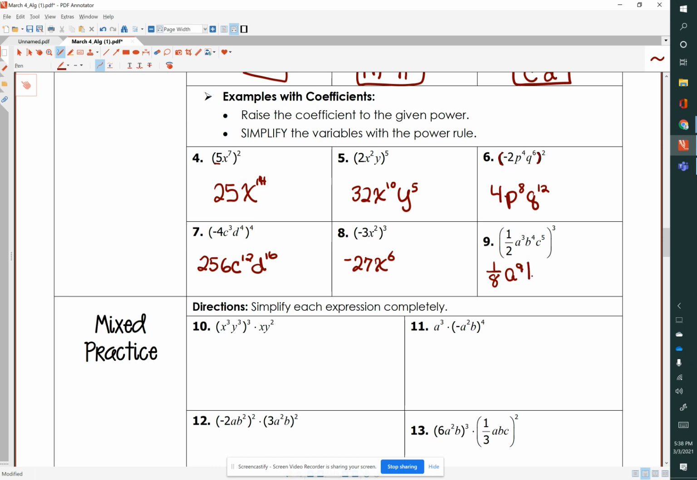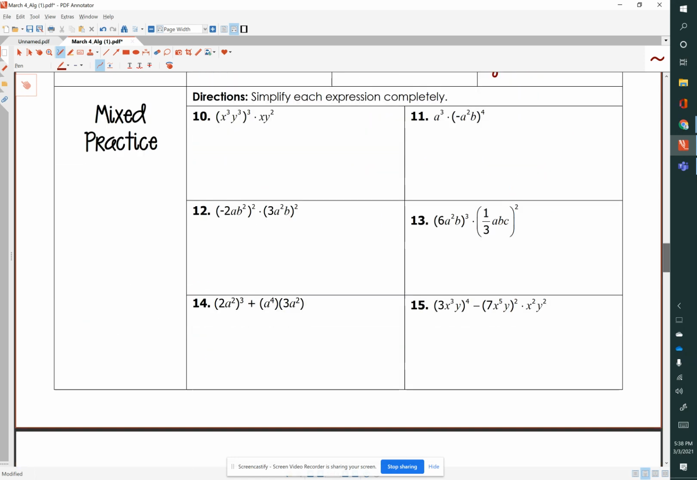B to the 4 times 3 is 12th power. C to the 5 times 3, 15th power. Now let's do a little mixed practice.